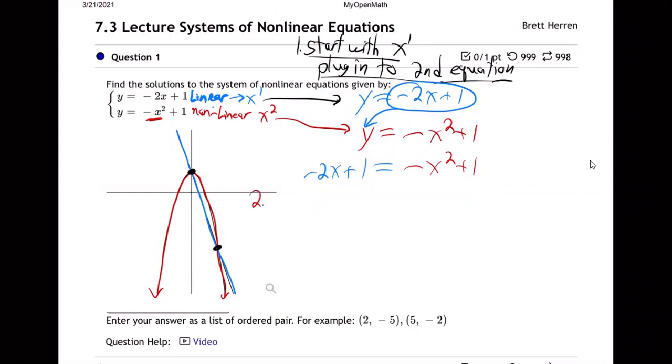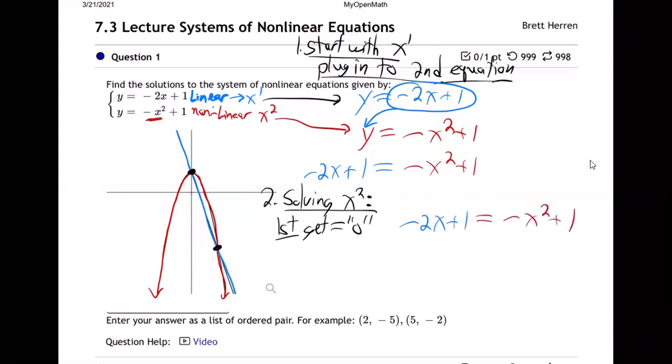Well, that's step 2, solving an x squared equation. We've done this before. Remember how you solve an x squared? First, get it equal to 0. So I'm going to take this equation, minus 2x plus 1 equals minus x squared plus 1, and I've got to get it equal to 0.